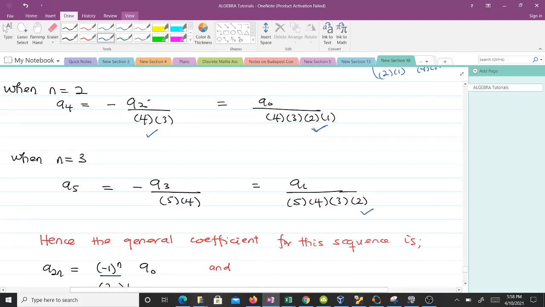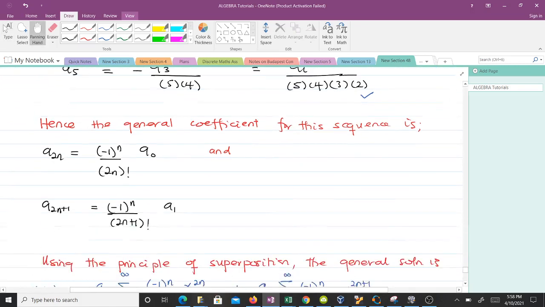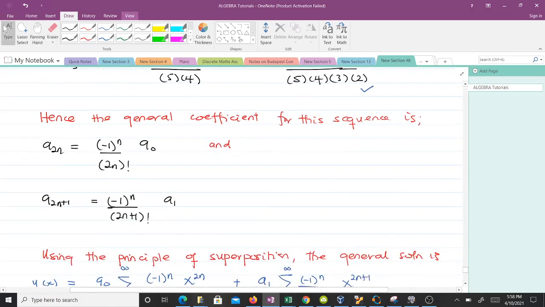So you can continue for when n is 4, when n is 5, when n is 6, 7. You can do as much as you want. When you do that, you realize that you are going to get two different sets of values. Okay, so you get some for a naught and some for a1, just as we were doing. So you get a2n equal to negative 1 power n over 2n factorial times a naught, and you get a2n plus 1 equal to negative 1 power n over 2n plus 1 factorial times a1.